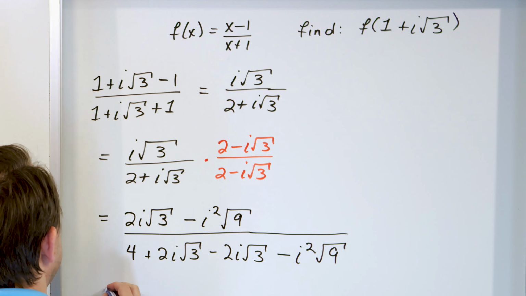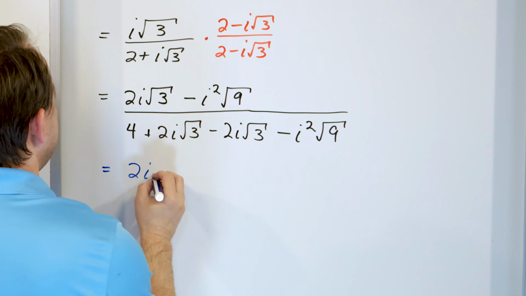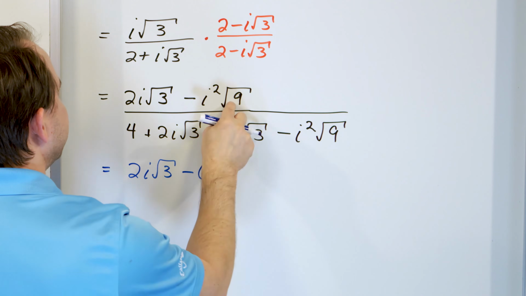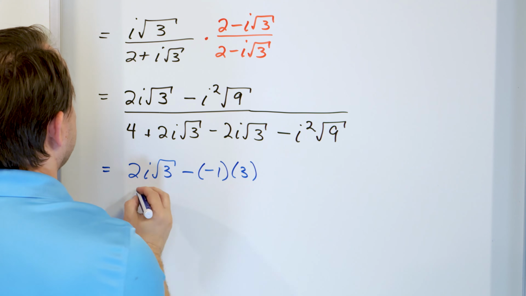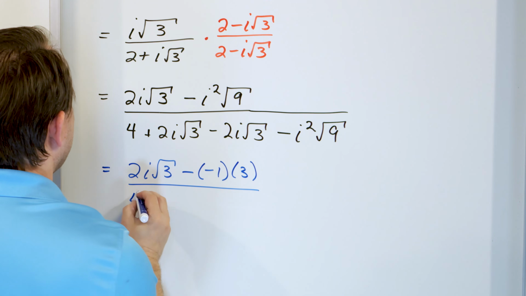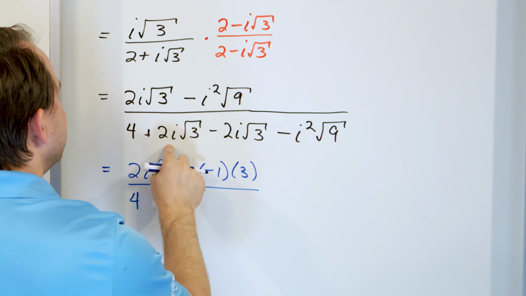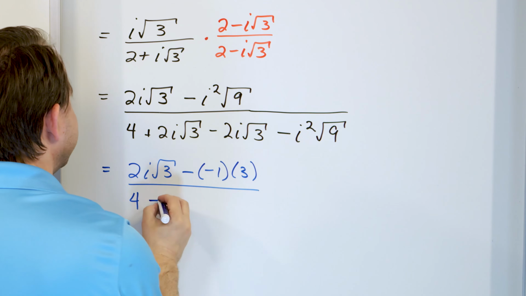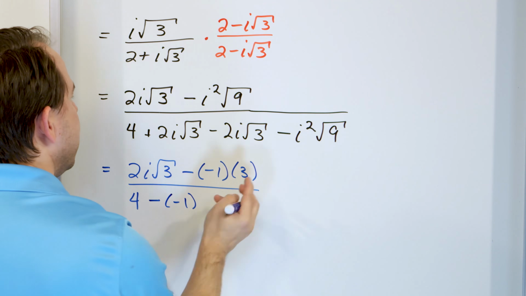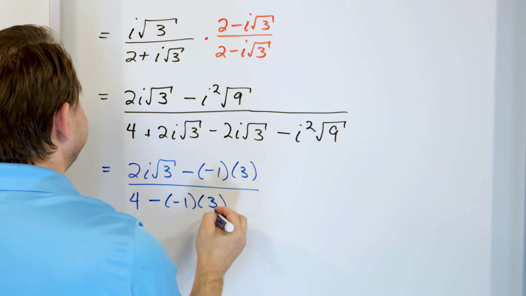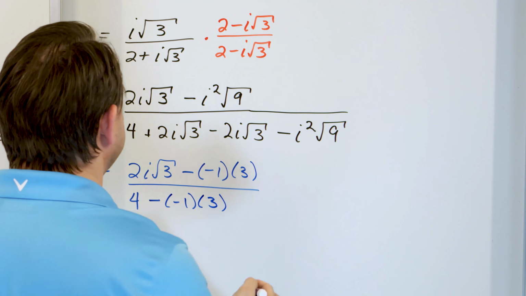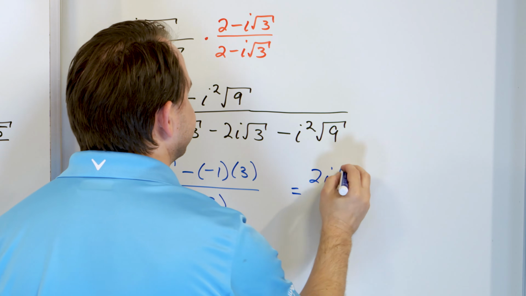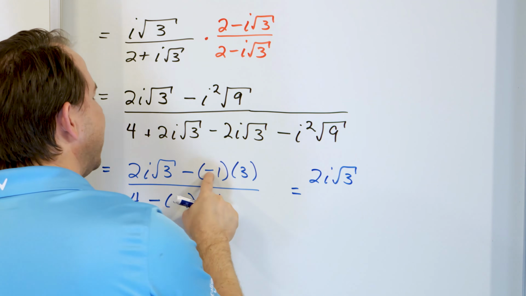All right, so then we can simplify this numerator significantly. 2 times i times root 3, negative, i squared is negative 1, but then the square root of 9 is 3. On the bottom, we have 4. Now we have a cancellation. 2i root 3, 2i root 3, they're subtracted, goes away. Then we have a minus sign. i squared is negative 1, square root of 9 is 3. Now we have lots of nice little numbers. Everything's looking a lot better. We have 2i root 3. Negative times negative is positive 3.